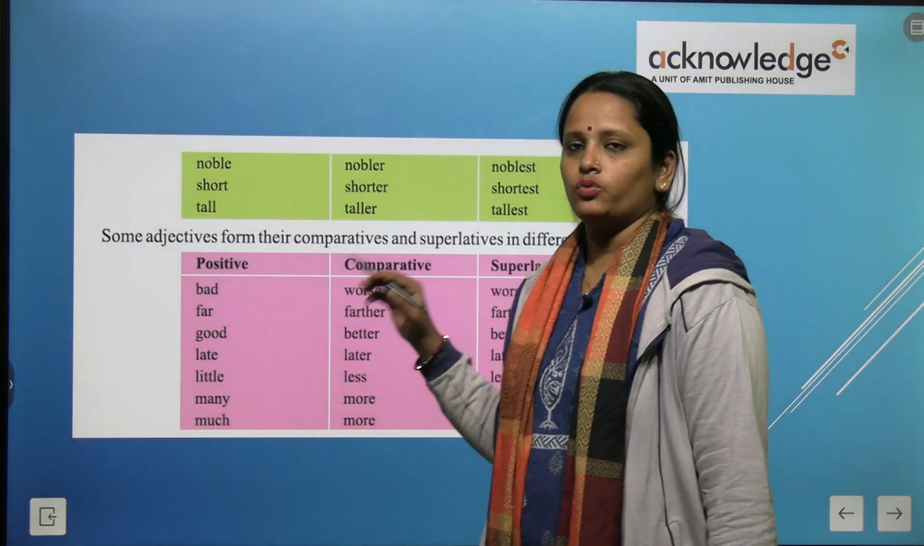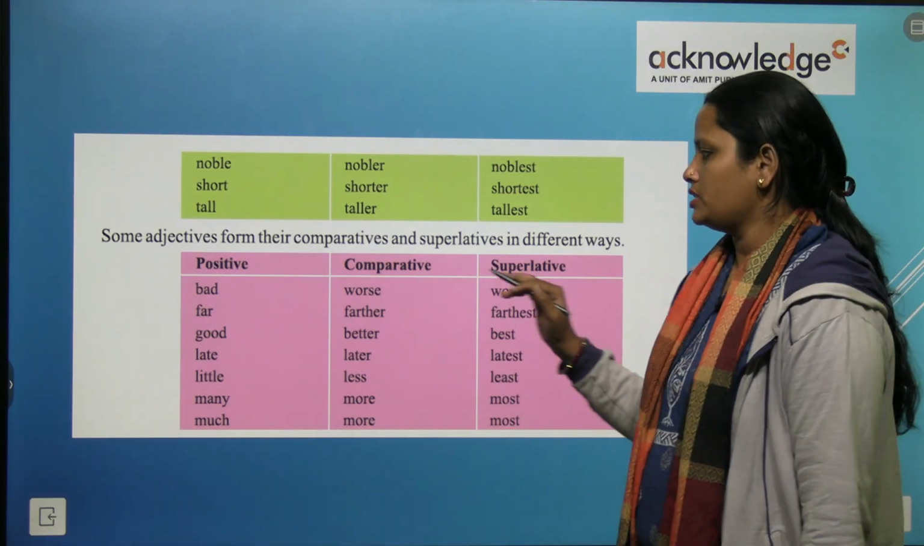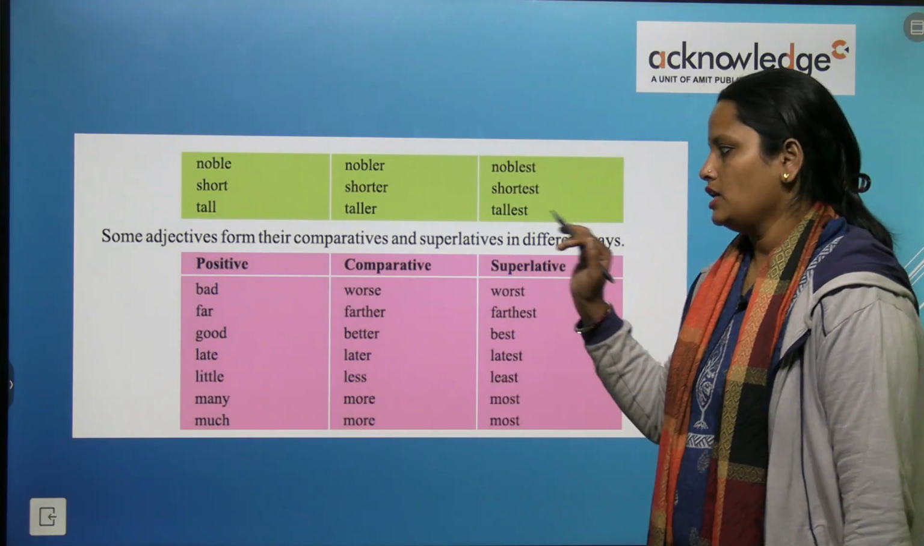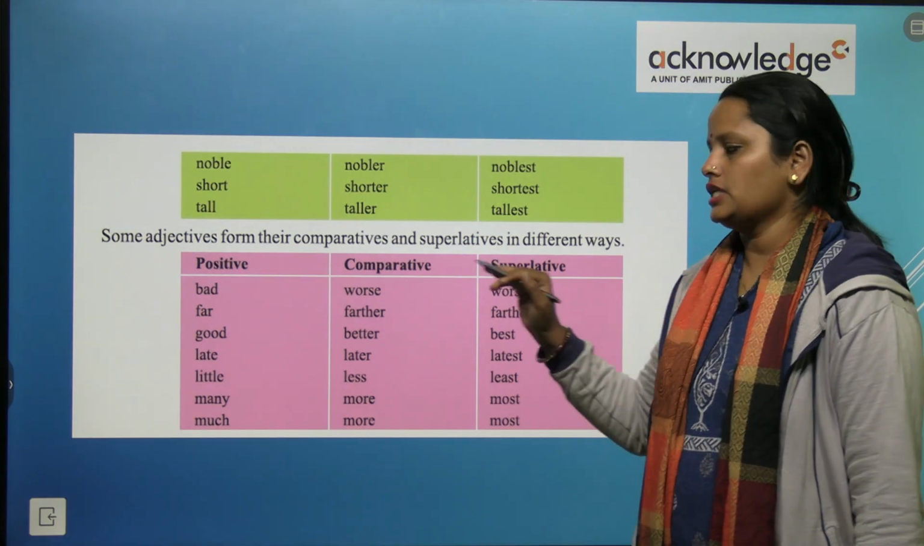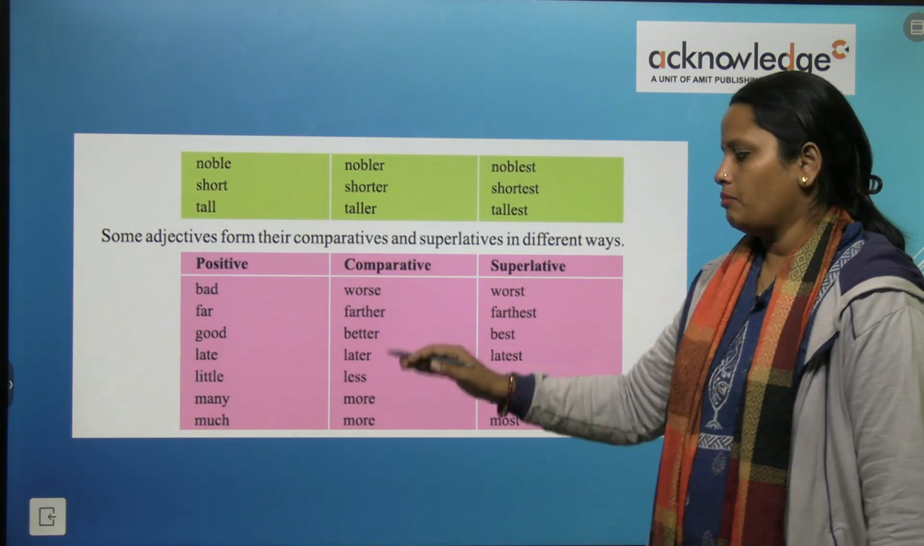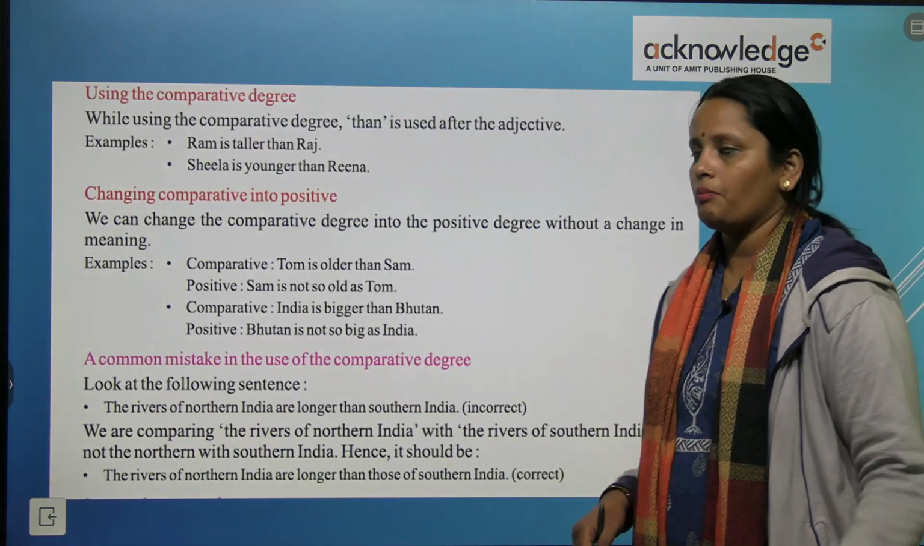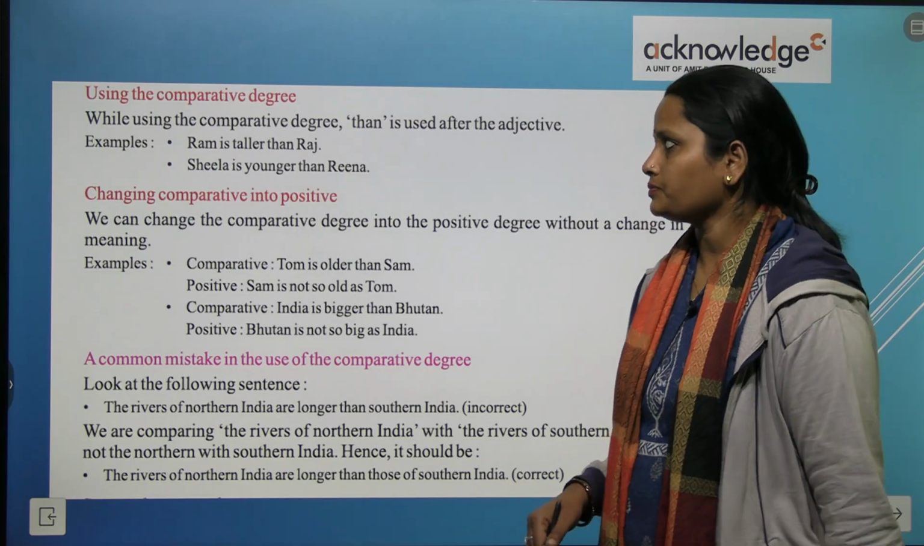अब bad बन गया worse and worst. Far बन गया farther and farthest. Good, better, best. Late, later, latest. Little, less, least. Many, more, most. Much, more, most. So these are some of the comparative and superlative degrees.